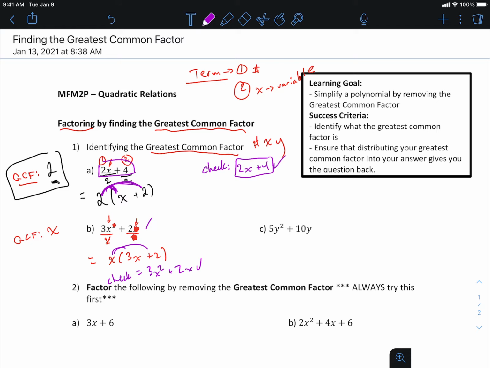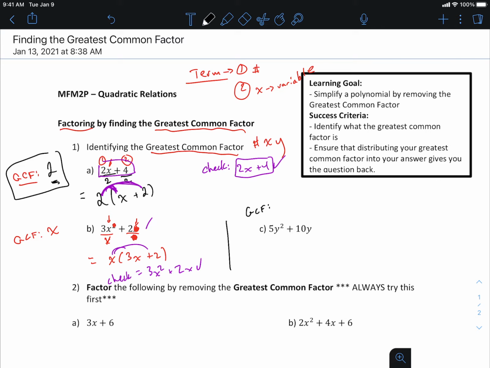Okay, let's do one more up top here. We'll do some harder ones down at the bottom. Okay, I always again start with the GCF. Let's try and figure out what it is.